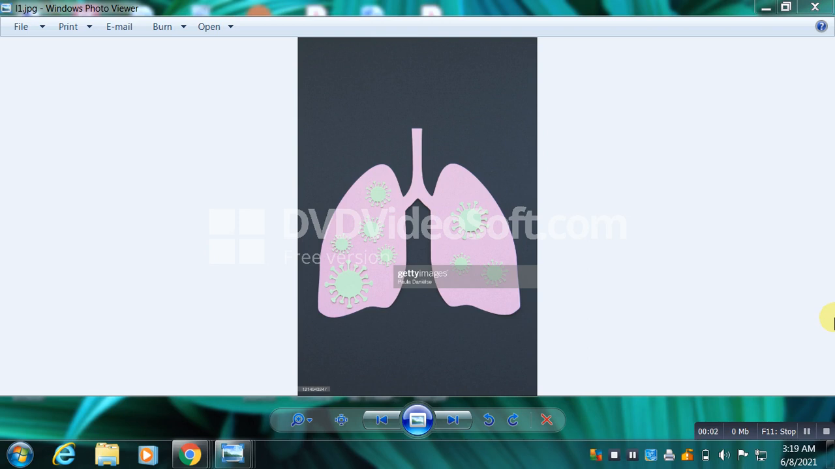Pneumothorax, also called collapsed lung. It is an abnormal collection of air in the pleural space between the lung and the chest wall. Symptoms suddenly start: sudden onset of sharp one-sided chest pain and shortness of breath.